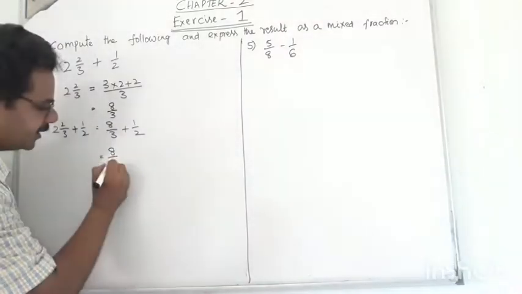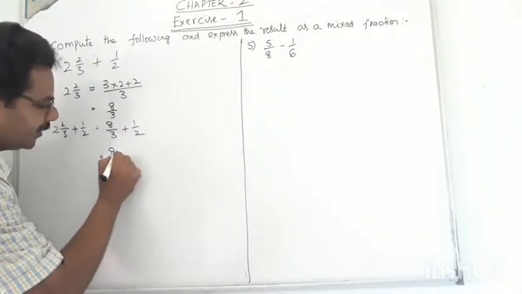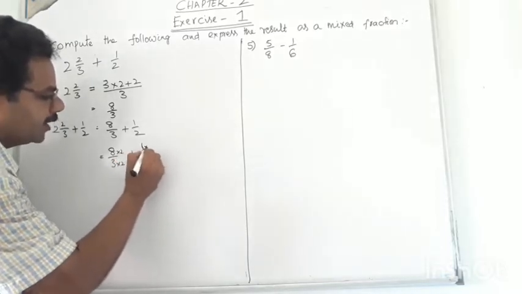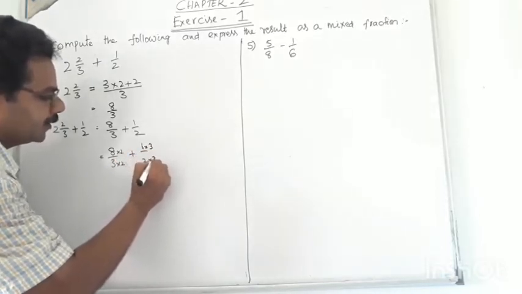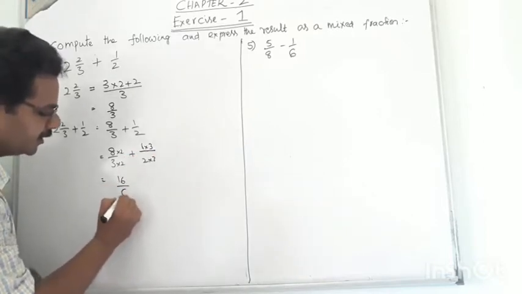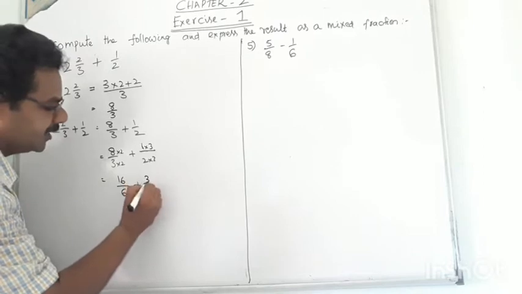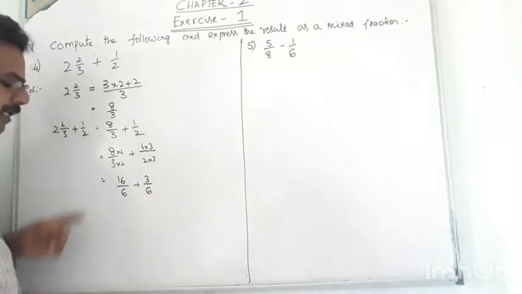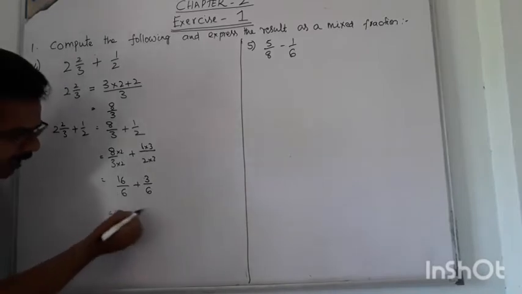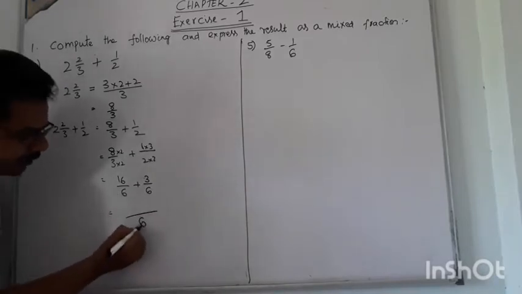Means 8 by 3 as it is, it should be multiplied with 2. 1 by 2, 1 into 3, 2 into 3. This is equal to 8 2s are 16 by 3 2s are 6, 1 3 is 3 by 3 2s are 6. 16 by 6 plus 3 by 6. Okay. So here 6 is the common denominator.